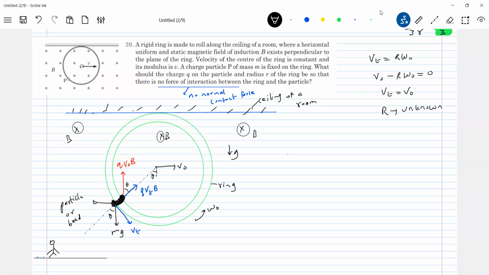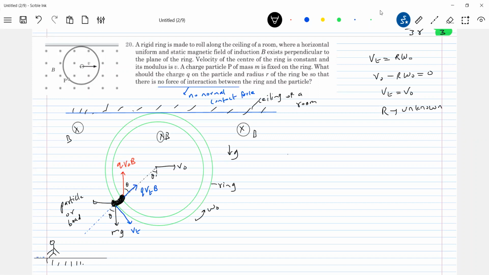First, we'll start in the ground frame. A person sees this Lorentz force QV0B will balance mg. And this particular force will provide the required centripetal force, because the velocity of the particle and the center of the ring will both be the same.